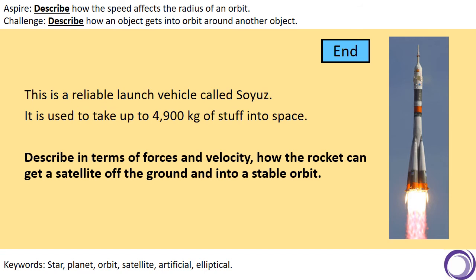F equals MA. So we're accelerating upwards, then the rocket needs to get into orbit going at the velocity that you need for that satellite to be in a stable orbit. So if you want to put, say, the International Space Station, if you want to get to the International Space Station, you'll need to go in an orbit that's fast enough for you to rotate once every 90 minutes. So you get to that point.